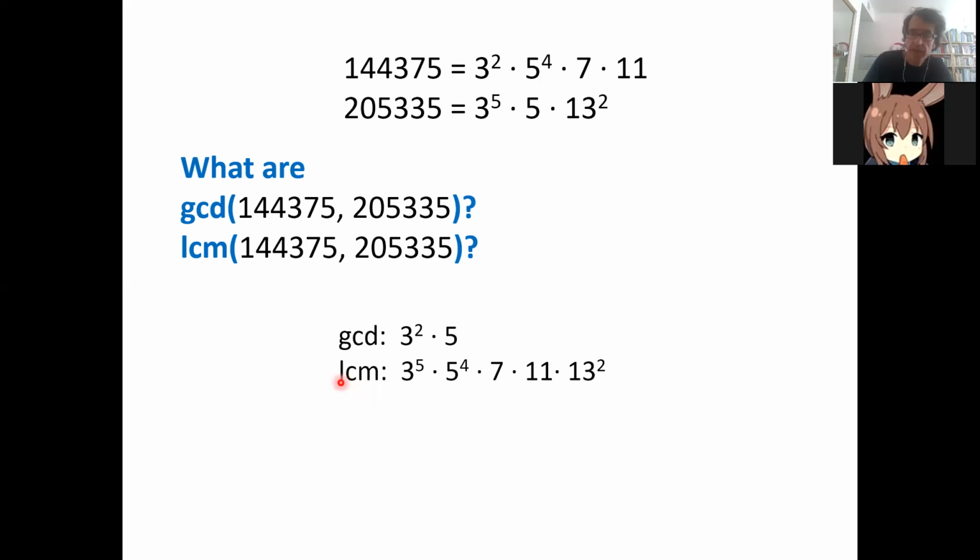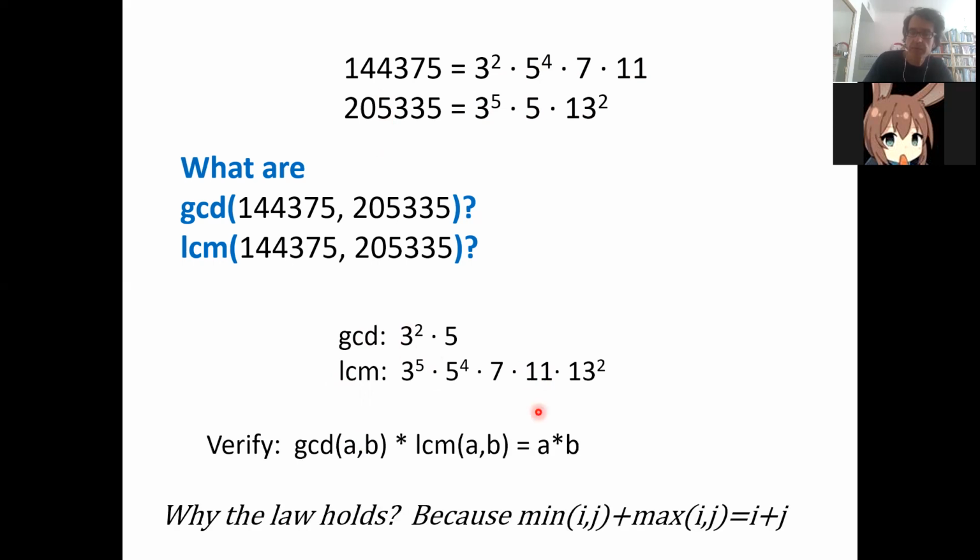The least common multiple is going the other way. It's the maximum of these. So it's 3 to the 5, and 5 to the 4, and 13 to the 2, right? And 7 and 11. This is the smallest number that is going to be a multiple of both of them. And this is the greatest number such that both of these guys are multiples of that one.